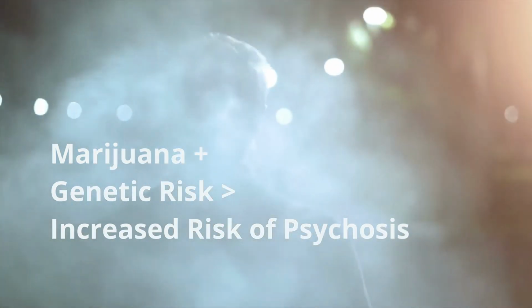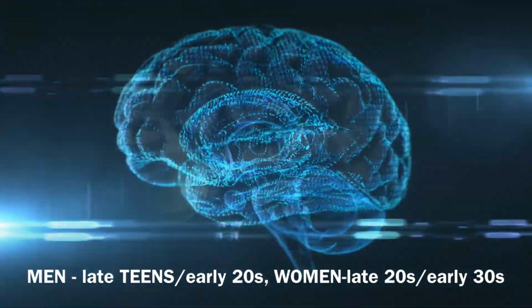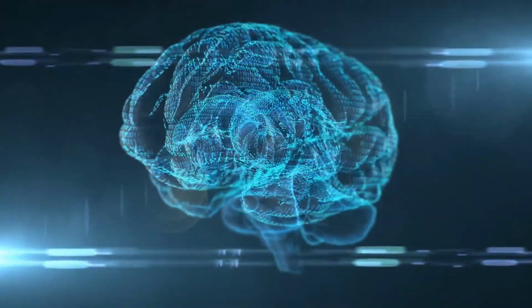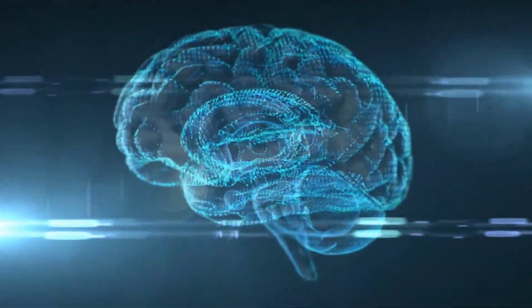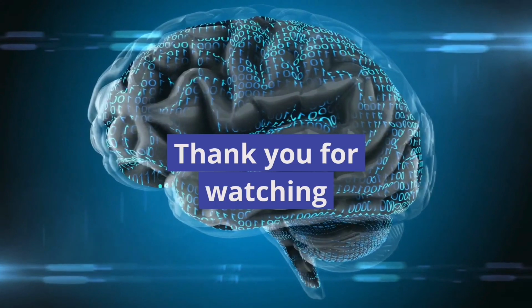Lastly, symptoms usually appear in the late teens or early 20s for men, but the late 20s or early 30s for women, and the exact cause for this discrepancy is currently unknown. But some scientists believe that it may be due to estrogen's role in regulating dopamine levels in women.